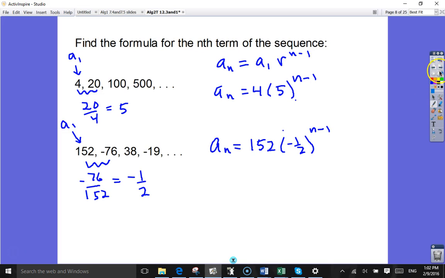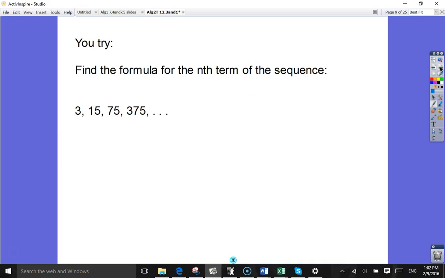Okay, let's see. I think this is a try. Find the formula for the nth term of that. So what you get was the r. 15 over 3 is 5. Looks like you're multiplying by 5 to get the next term. Okay, so here's our formula: an equals 3, the first term, times 5 to the n minus 1.